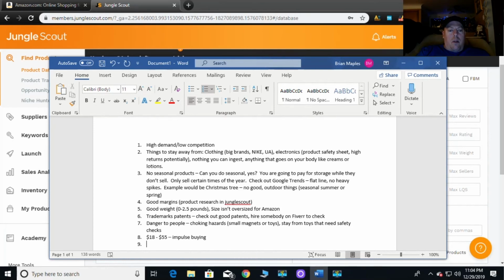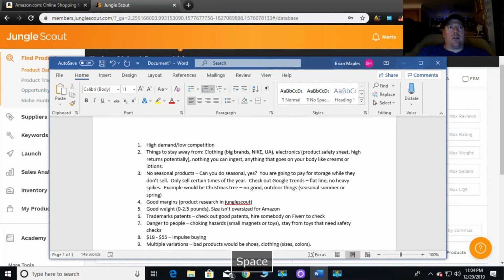Obviously small. You don't want a huge product. We already talked about that. And another thing, you want to stay away from things that have multiple variations. And what do I mean by that? So, shoes. Bad products would be shoes, clothing we already discussed, such as sizes, colors, various things.